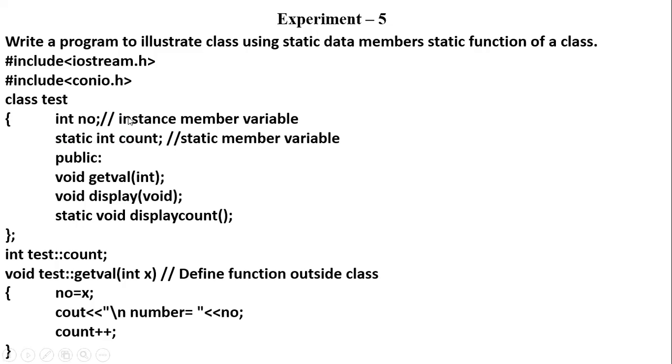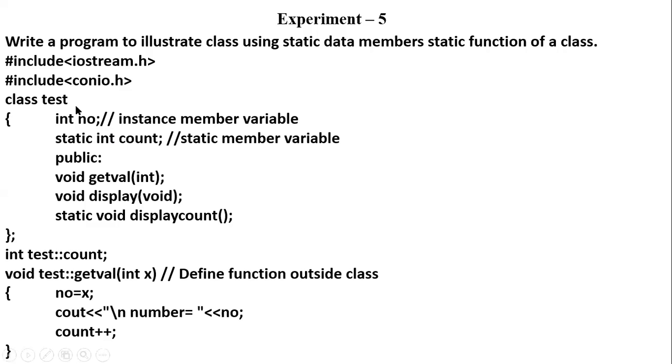What is the difference between the static member and the instance member? A static member variable is a global member of the class, and the value of this variable will be the same for all the objects every time. If you change the value in object 1, it will automatically change in object 2 and object 3. You can see in object 3 the same value.